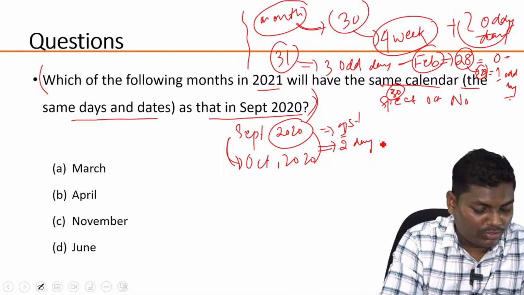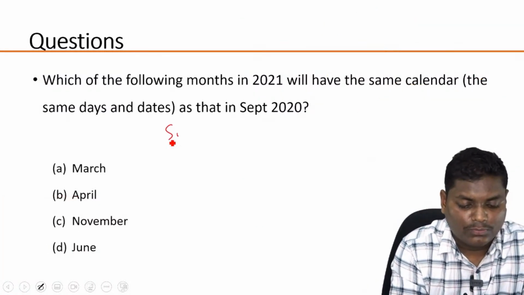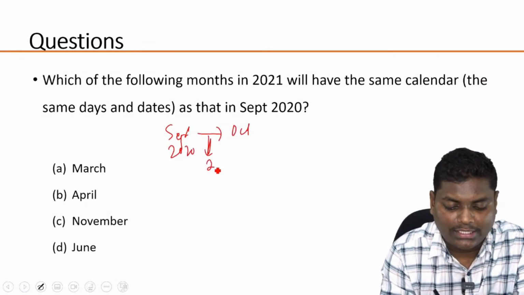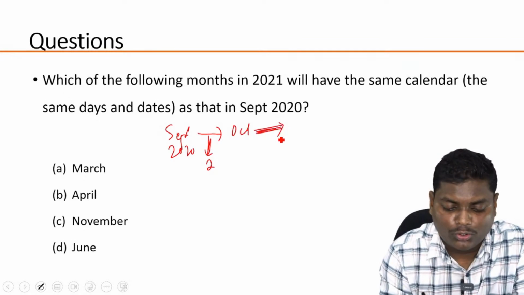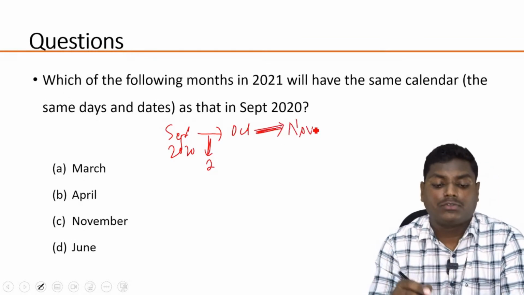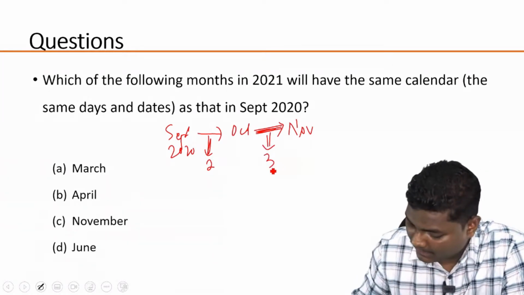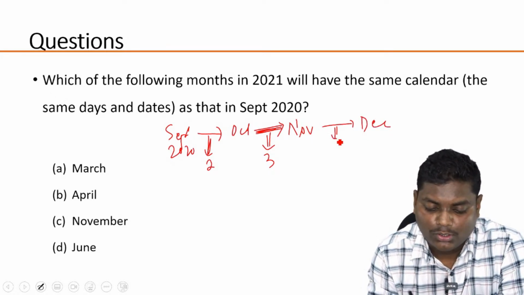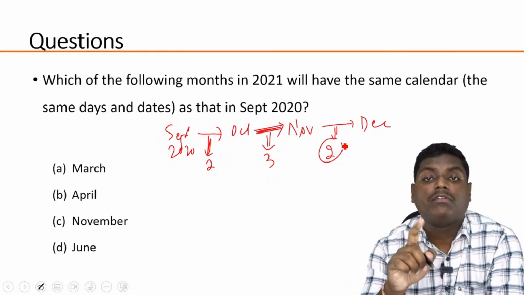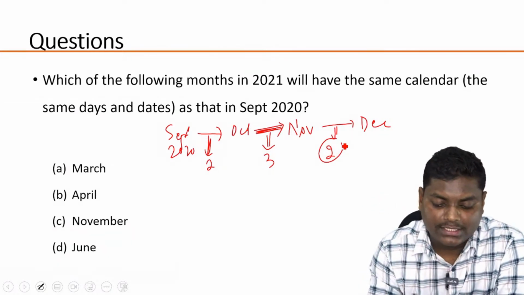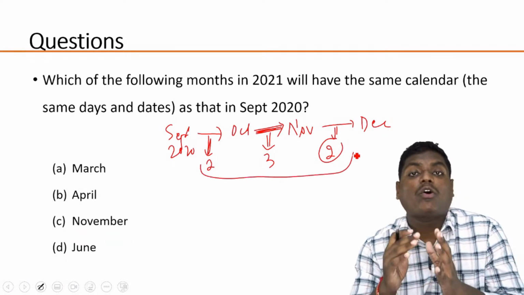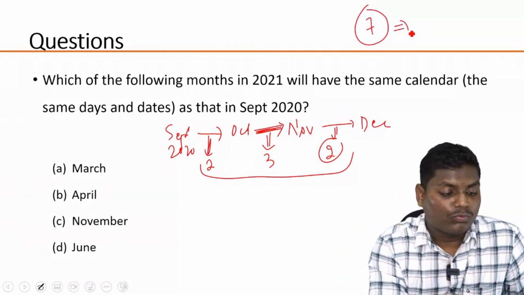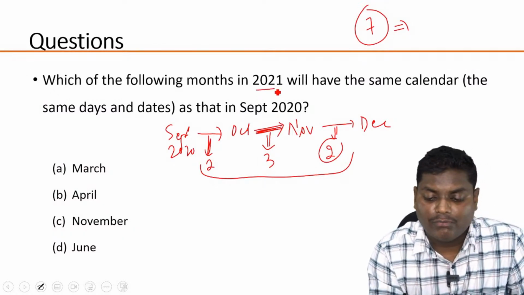Similarly, if we move from October to November, I'll just rewrite this. From September 2020 to October, we are having 2 odd days. From October to November, it's 31 days, so it's 3 odd days. Similarly, from November to December, we are having 2 days, because from November 1st to December 1st, 30 days will be there. Now you can see, if we add all these extra odd days, we will be having 7 days. So what is the question asking? Which of the following months in 2021 will have the same calendar?